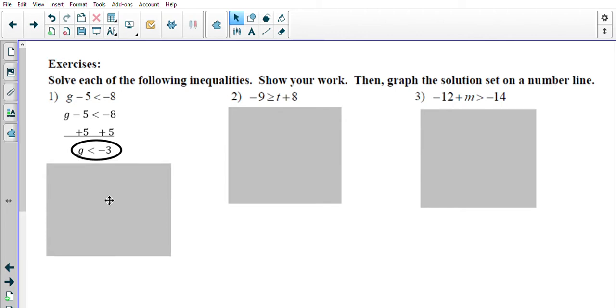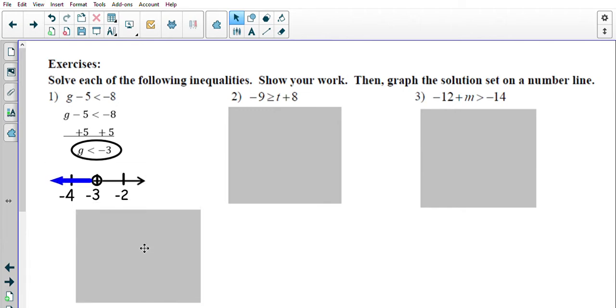Now you want a minimum of 3 numbers on your number line. So you're going to see that I included negative 3 in the middle. It doesn't have to be in the middle, but that's usually where I put it. Negative 4 is smaller, so it goes to the left. Negative 2 is bigger, so it goes to the right.